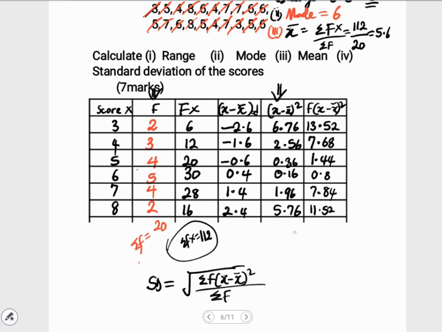So the next thing is to sum everything here. Summation of f x minus x bar square, and this will give us 42.8. You can sum it to be sure that that is correct. Do the summation again.